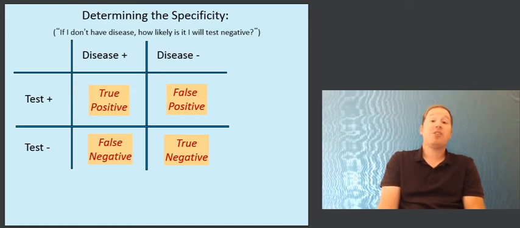That is, if the person doesn't have the disease, remember for sensitivity we were asking what happens when they do have the disease with the test results. Here we're asking the question, what about if they don't have the disease? How likely is it they will test negative, the condition we're hoping to come about if the test is truly accurate?